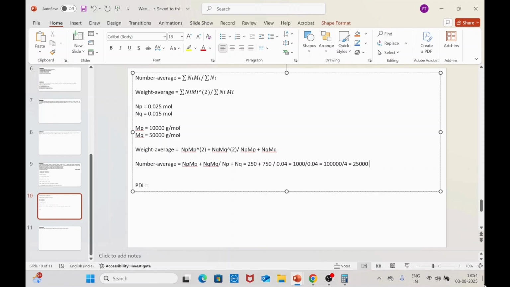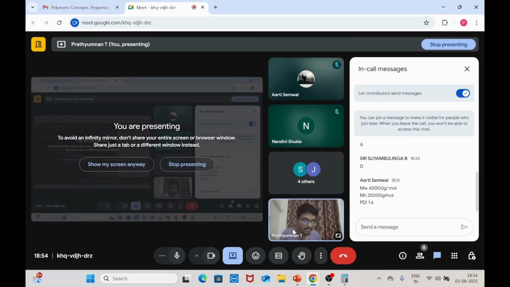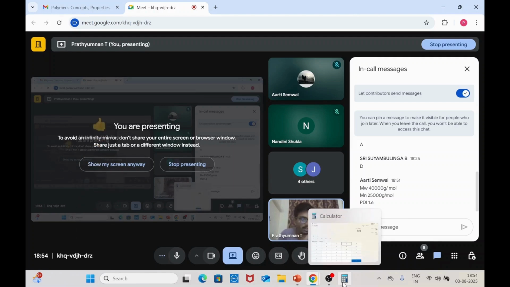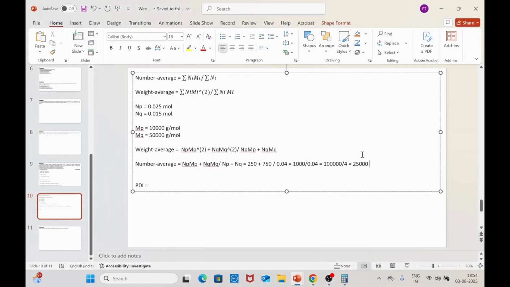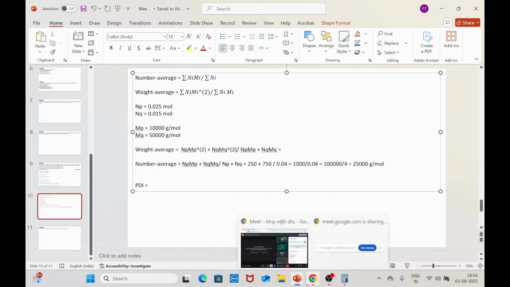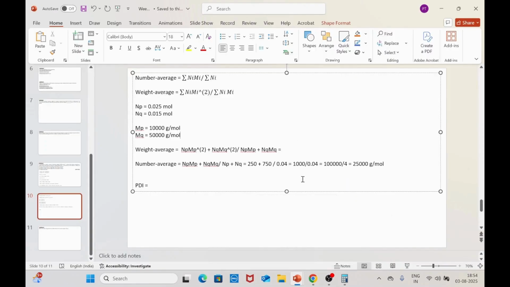25,000. Is this the answer? Let's see. Yeah, Mn is 25,000 gram per mole. So this is correct. I hope the weight average is also, the reported answer is 40,000. And the polydispersity index, as one of the attendees has said, is going to be 1.6.